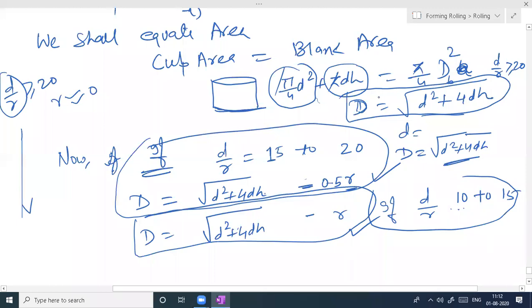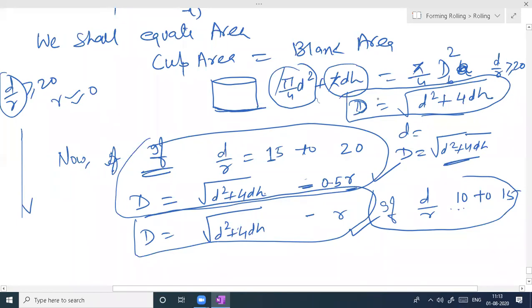Then one more thing we discussed, deep drawing and shallow drawing. Shallow drawing means the depth of the formed part is less than half of the diameter, and deep drawing is when depth is greater than half of its diameter.